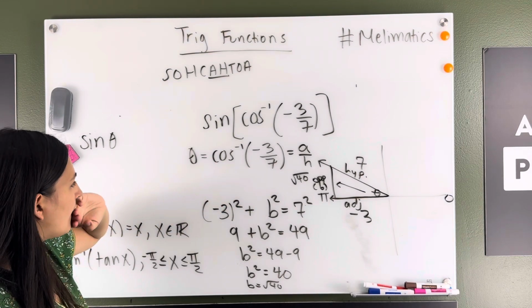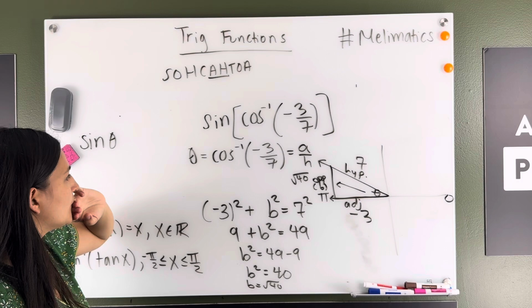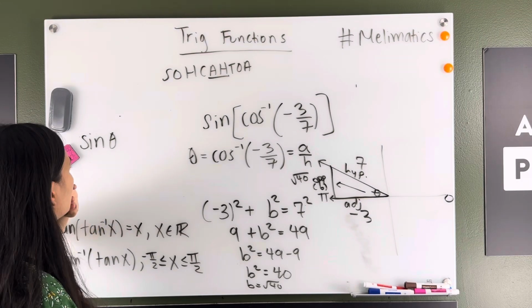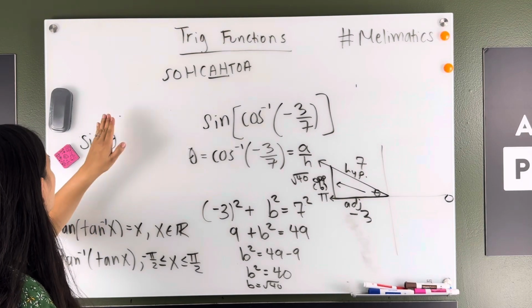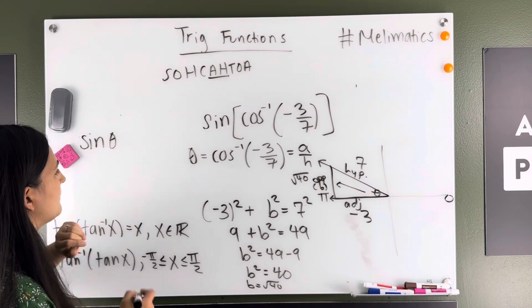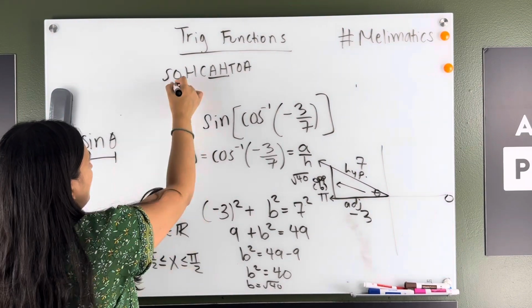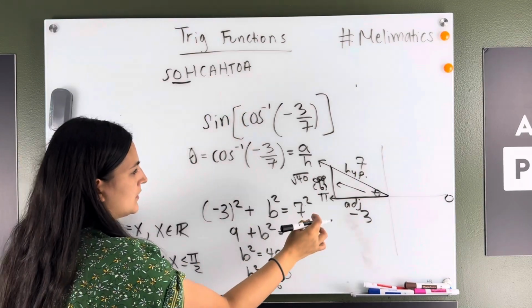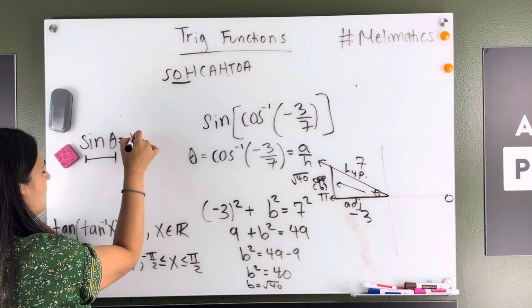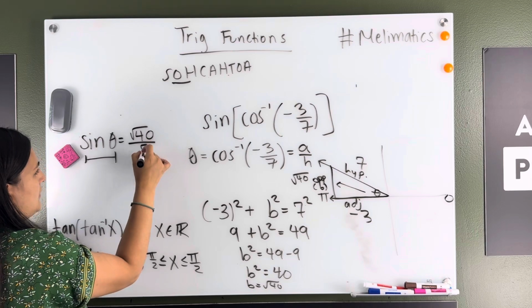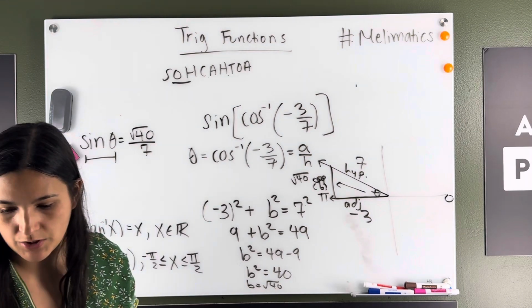Okay, so then let's just get the sine and we'll be done. So sine is opposite over hypotenuse. So it is going to be the square root of 40 that we got over 7. And so that's it. We're done. We don't have to rationalize everything.